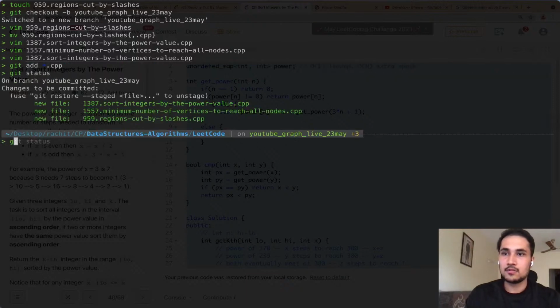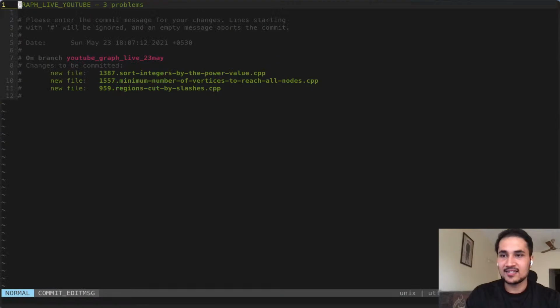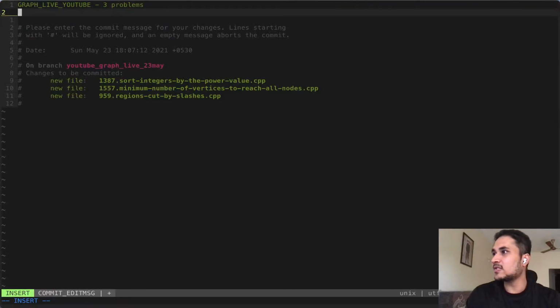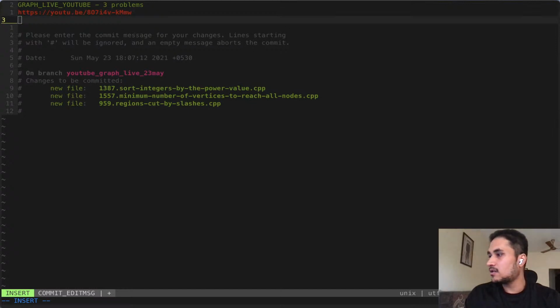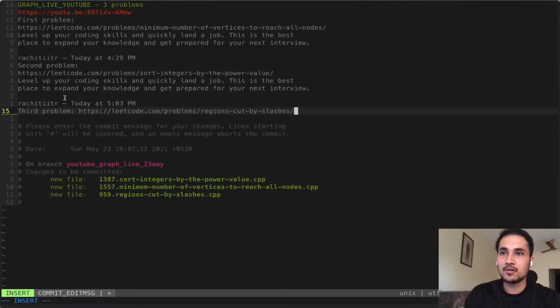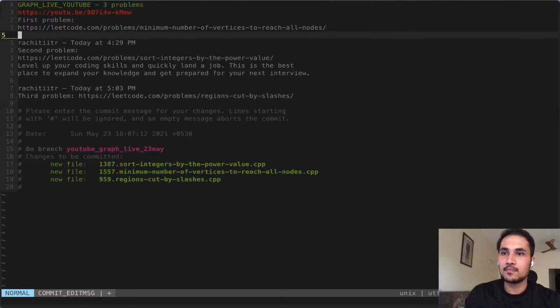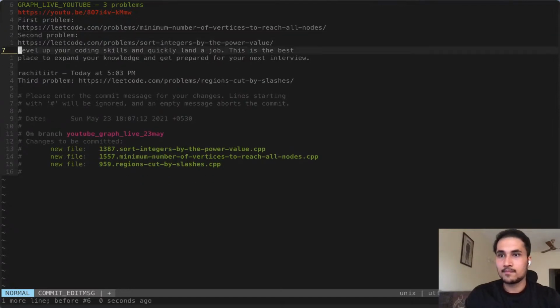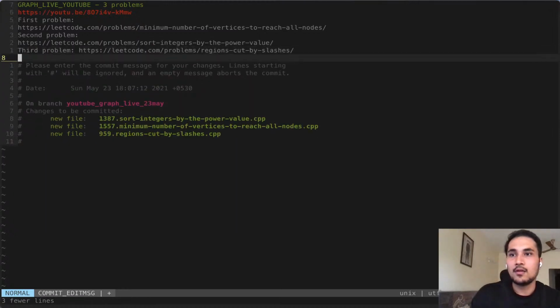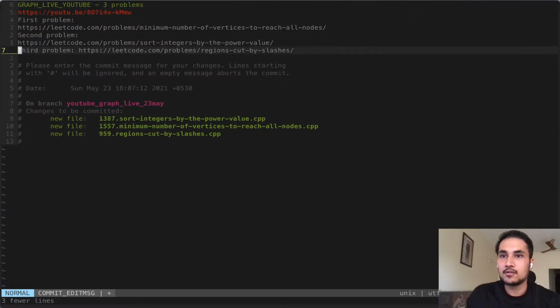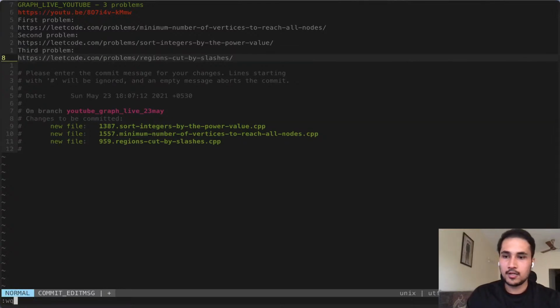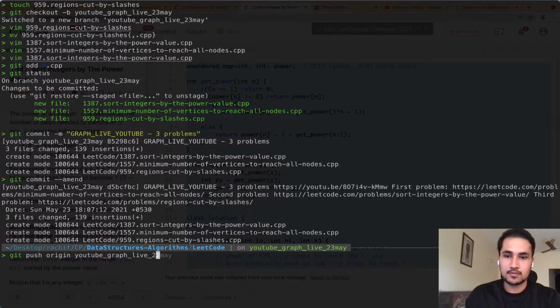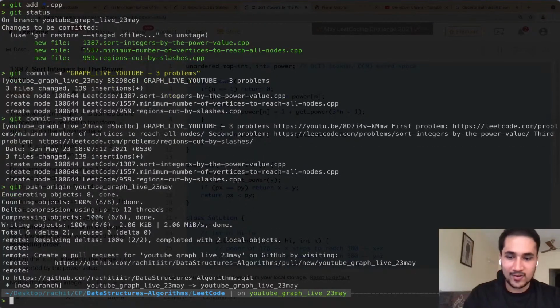I'll add three problems again. Let's actually add the live stream URL as well. I'm just making sure that the commit has every relevant piece of information. First problem, second problem, third problem, we have added everything. All right, this looks good. This is being pushed. So you can now go to GitHub and have a look at this code if you want.